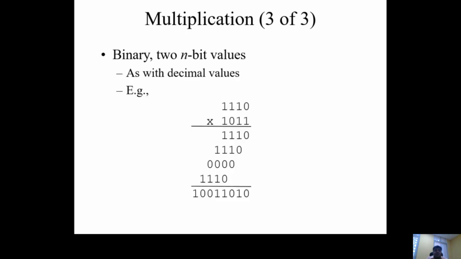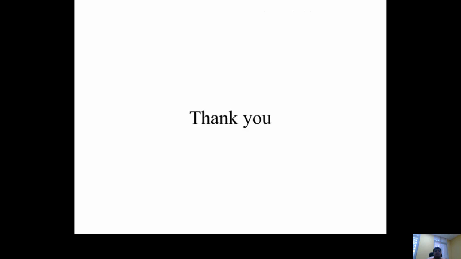Now we see an example of multiplication of two n-bit values, 1110 and 1011. 1 into 1110 is 1110, 1 into 1110 is 1110, 0 into all bits will be 0000, and again 1 into 1110 equals 1110, and we add them. Adding with carries, the answer will be 10011010. Thank you.